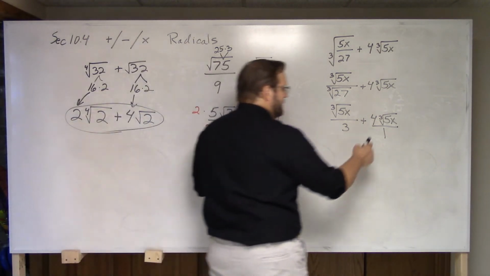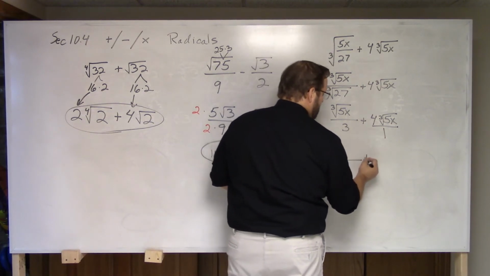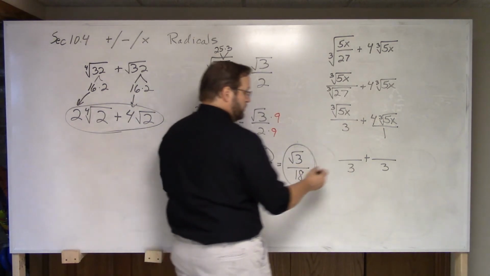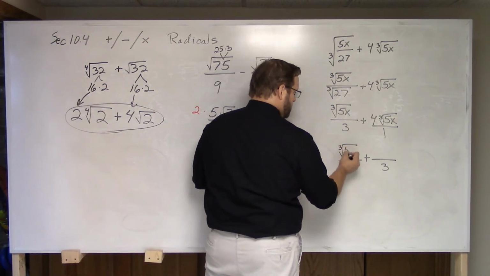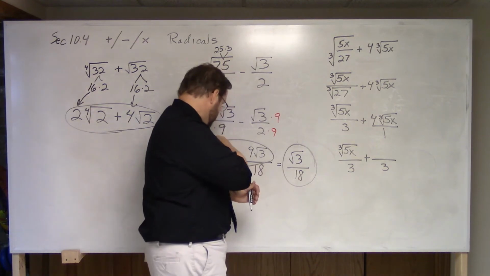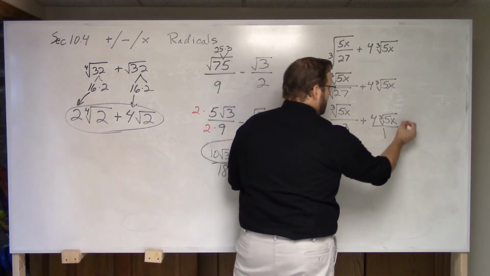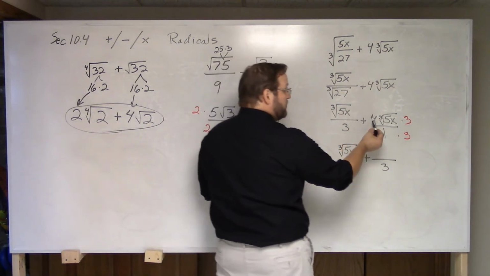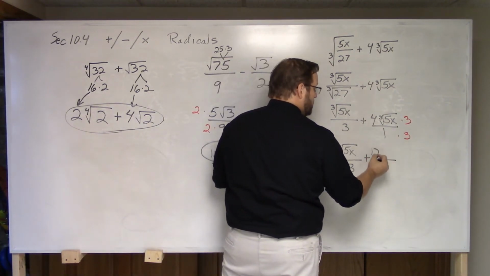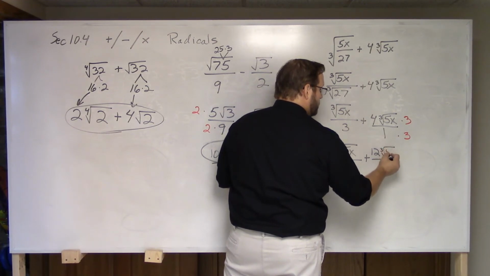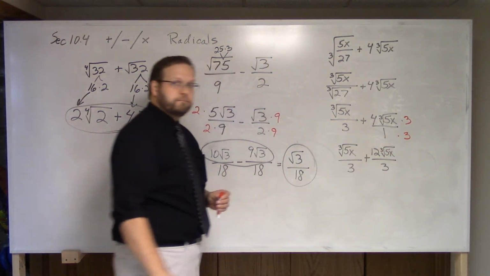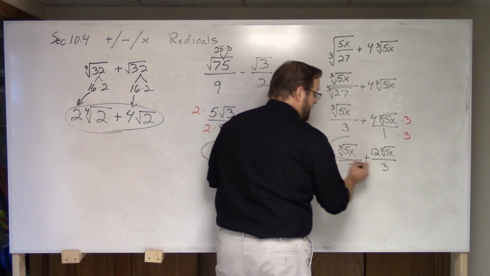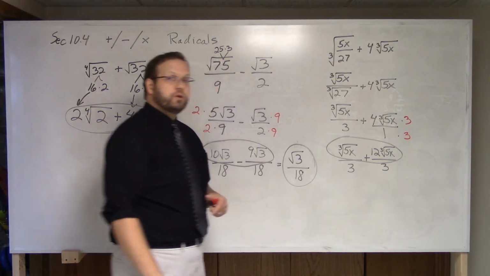So I need this and this to both be thirds. The first one's good to go. And then the second one, I need to multiply by 3. Now when I multiply that by 3, I'm really doing 4 times 3, which is 12, and then cube root of 5x. Since those denominators match and those radicals match, I can just pull those together.